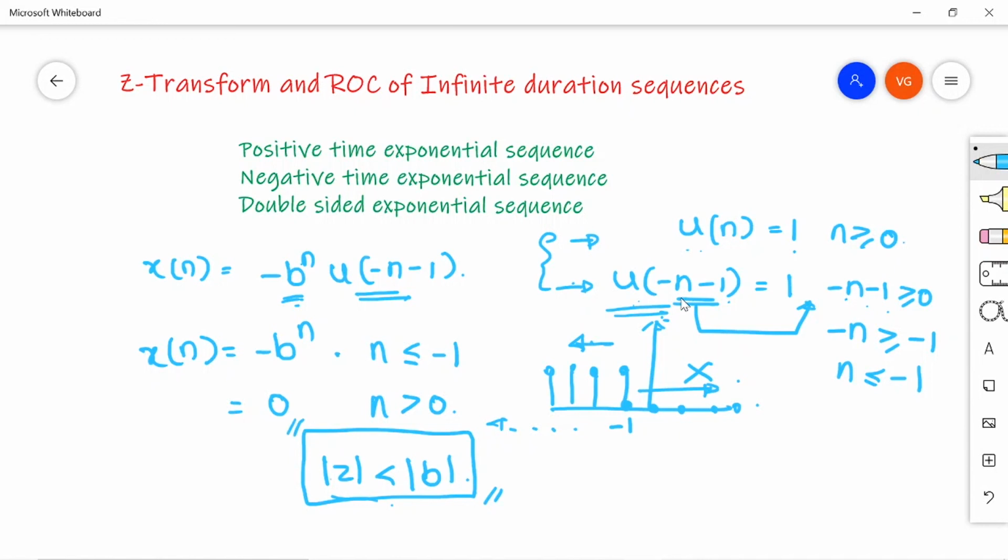See, mod z less than mod b means you have to draw a circle with radius b here. So the region of convergence is mod z less than mod b means this region, right? So like this, the ROC is defined for this negative time exponential sequence.